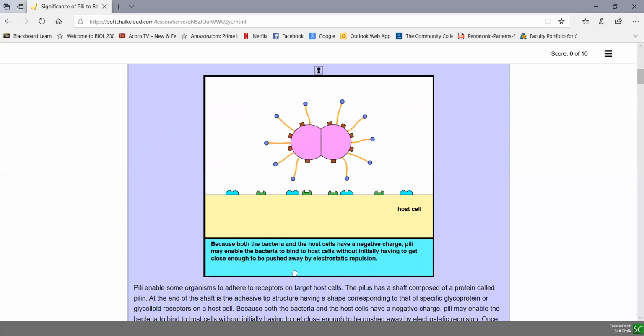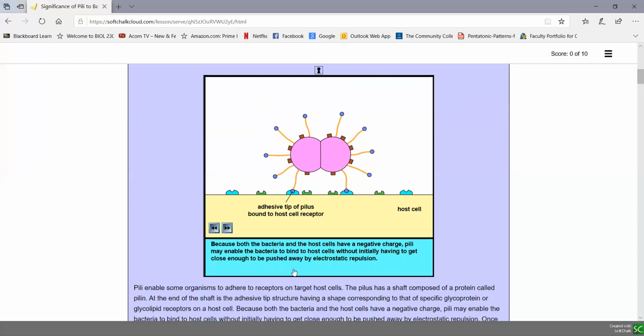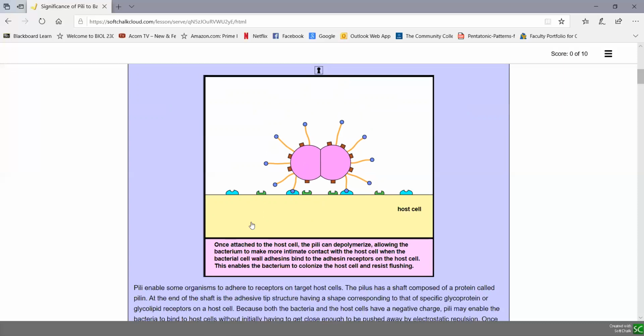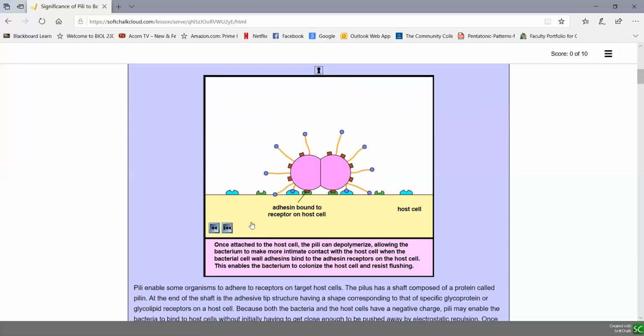So again, you can picture them as kind of like a long rod with a hook on the end that can attach to a receptor. And then what typically happens is that as the pili depolymerize or shorten, they pull the bacterium down towards the cell surface. The bacterium kind of reels itself in so that cell wall adhesins can then bind to adhesin receptors. So here we see the pili depolymerizing, and that allows the cell wall adhesins to bind to adhesin receptors and adhere tightly to the host cell. So most gram-negatives use both pili and then cell wall adhesins to attach to cells.